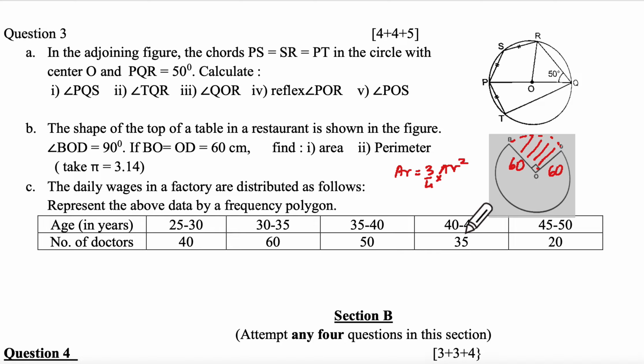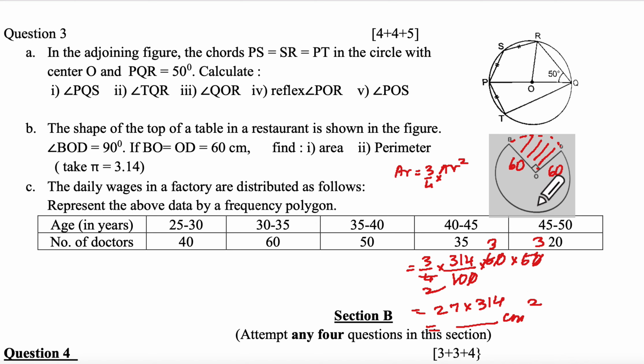is gone. Understanding? So that will be equal to 3 upon 4 into pi is 3.14. 314 upon 100 into radius is what? 60 into 60. So 2 twos and 2 threes and 2 ones and 2 threes. So we have 27 multiplied by 314. Multiplication is doable.